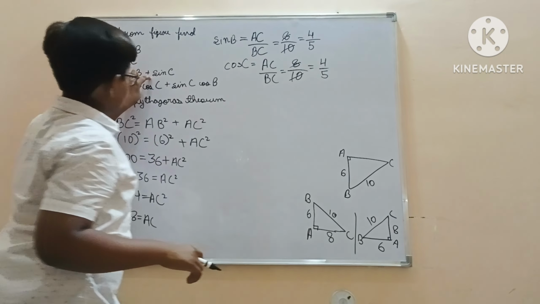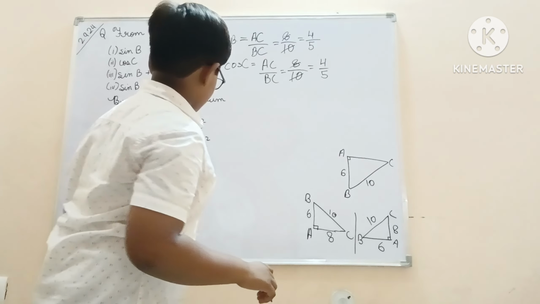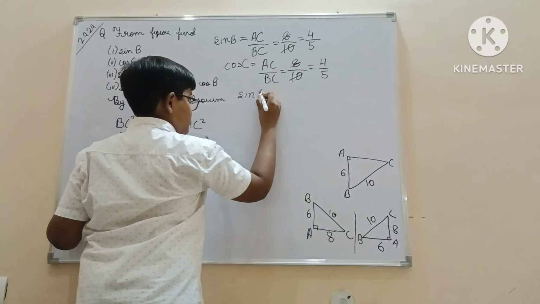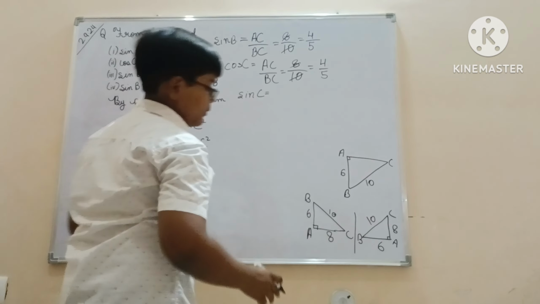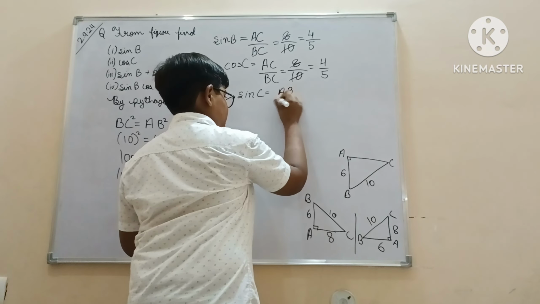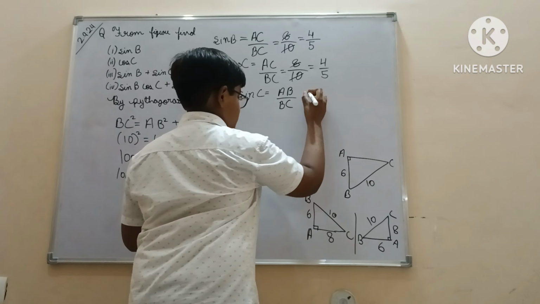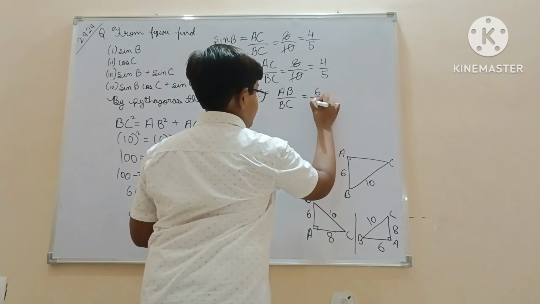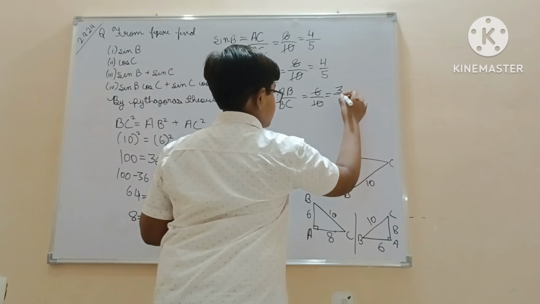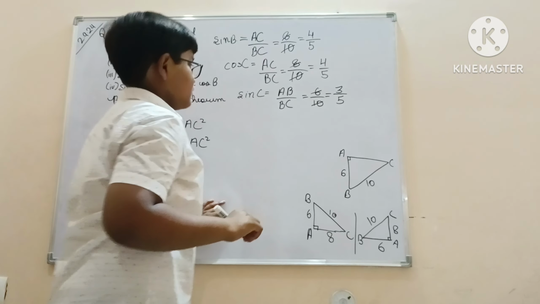In order to find sin c, we have to consider this triangle, in which sin c will be height divided by hypotenuse of this triangle. So height is AB and hypotenuse is BC. The height of this triangle is 6 and the hypotenuse is 10. These both will be cancelled by 2 and we will get our value as 3 by 5.